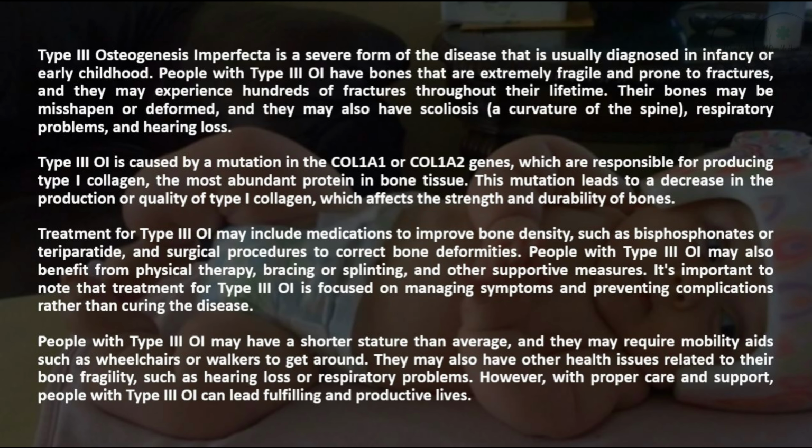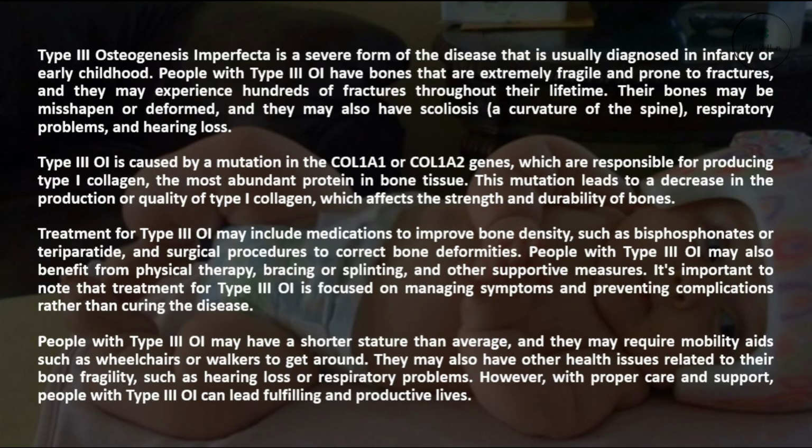Type 3. Severe OI. Type 3 osteogenesis imperfecta is a severe form of the disease that is usually diagnosed in infancy or early childhood. People with type 3 OI have bones that are extremely fragile and prone to fractures, and they may experience hundreds of fractures throughout their lifetime. Their bones may be misshapen or deformed, and they may also have scoliosis, respiratory problems, and hearing loss.